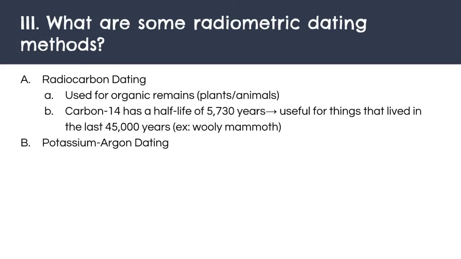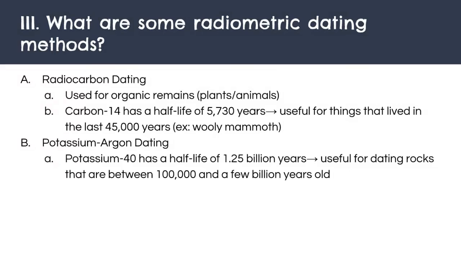Another type of radiometric dating is potassium-argon dating. Potassium is pretty radioactive when it comes out of the earth, and it has a half-life of 1.25 billion years. This is good for dating things that are a little older than the things that we would use for radiocarbon dating. Useful for dating rocks that are between 100,000 and a few billion years old.